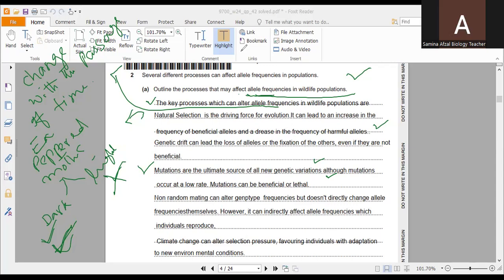So it depends. For example, peacocks with elaborate tails are more likely to attract mates, leading to an increase in the allele responsible for these traits. Understanding these processes is crucial for wildlife conservation. And there is one more thing I would like to discuss: climate change can alter selection pressure, favoring individuals with adaptation to new environmental conditions.